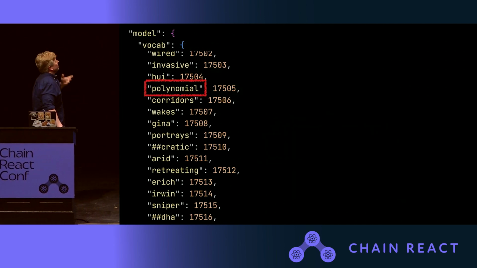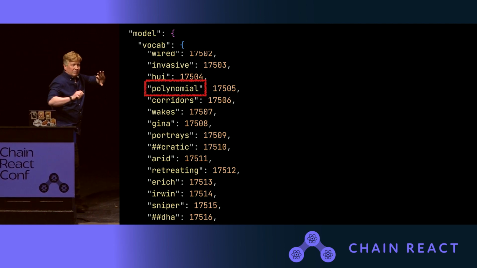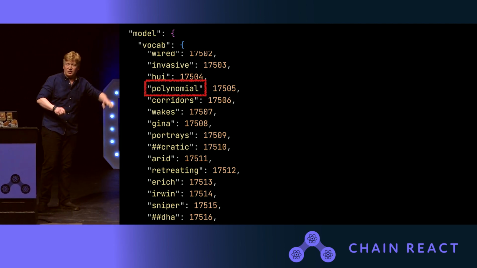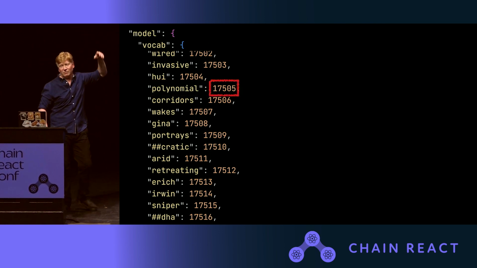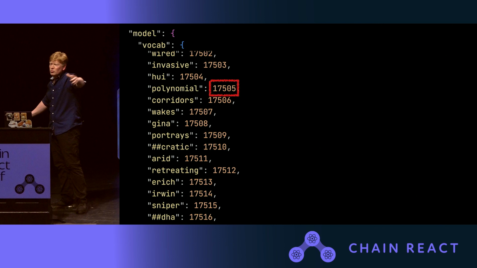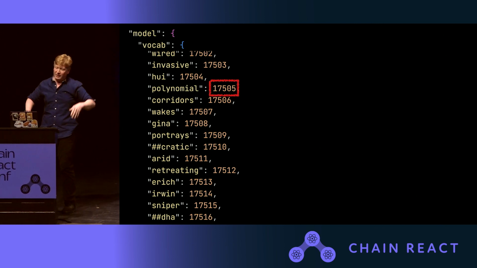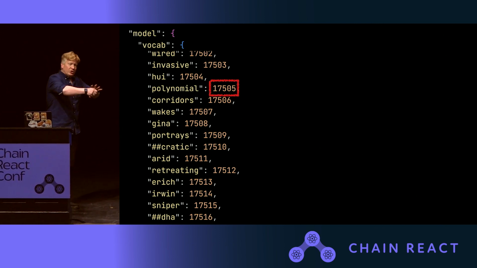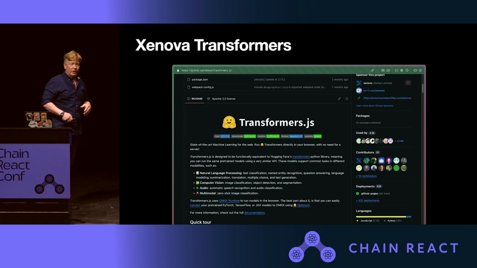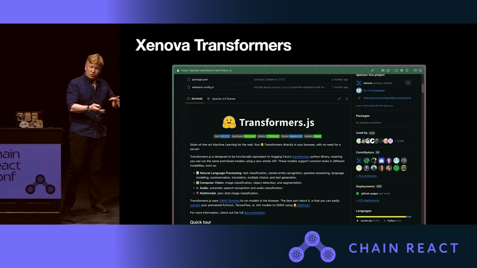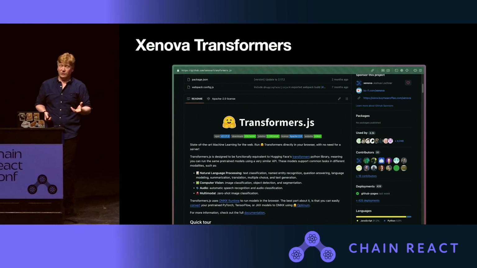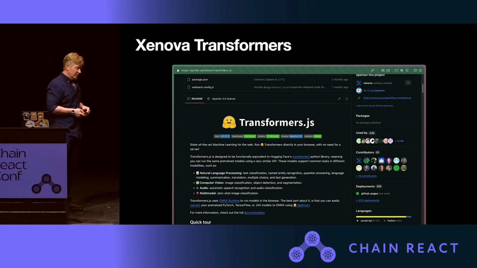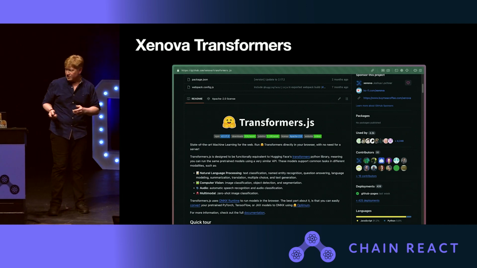So in this case, the particular AI was trained such that this word was like 17,505. It's this huge JSON file that has all of these mappings. So we need to use those JSON files to turn our text into tokens. And the way that we do that is we use Zenova transformers. It's, again, from Hugging Face. So lots of cool stuff coming out of Hugging Face for this.